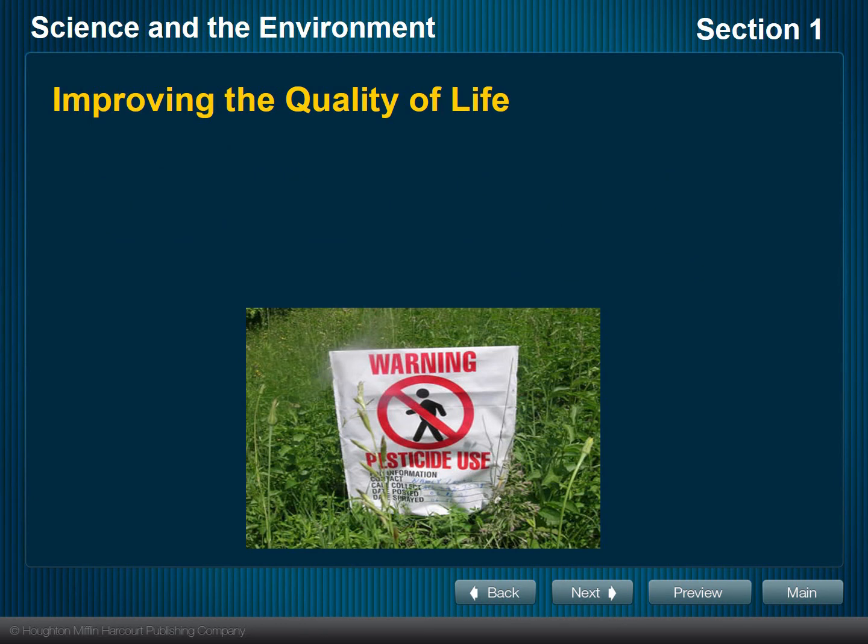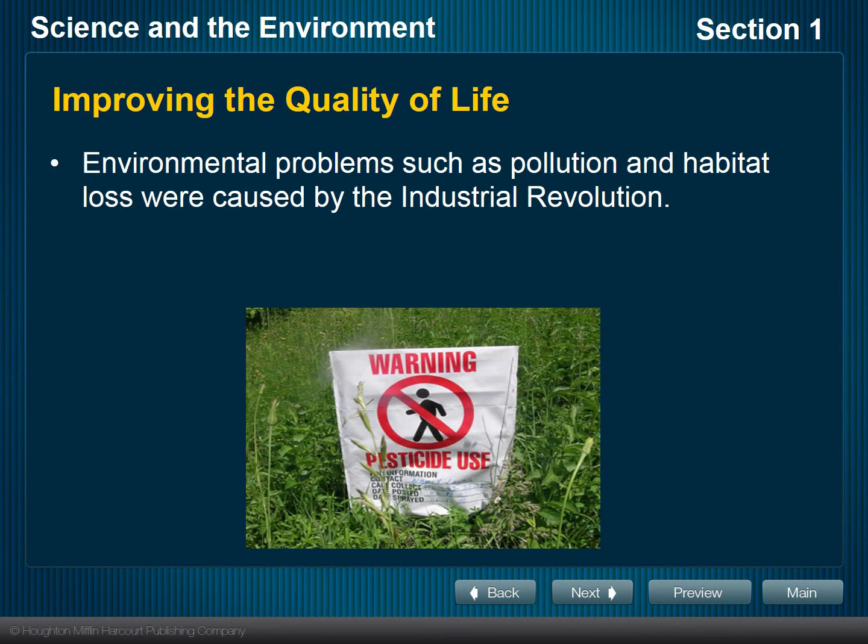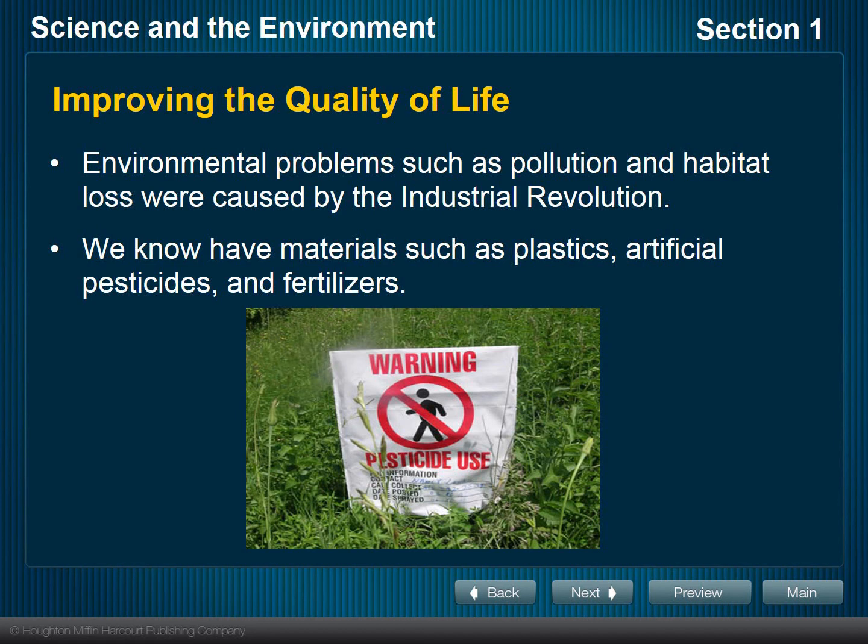However, the Industrial Revolution also introduced many new environmental problems such as pollution and habitat loss. In the 1900s, modern societies began to use artificial substances in place of raw animal and plant products. As a result, we have materials such as plastics, artificial pesticides, and fertilizers.